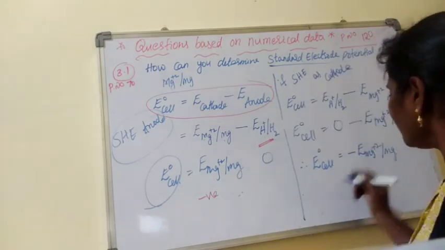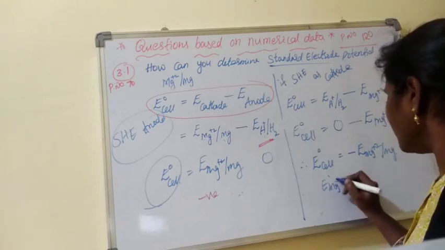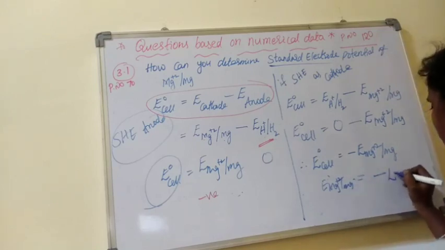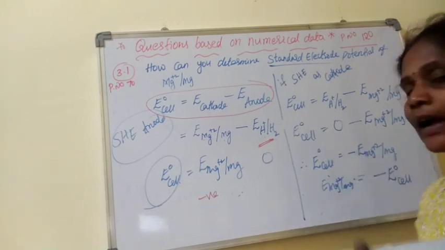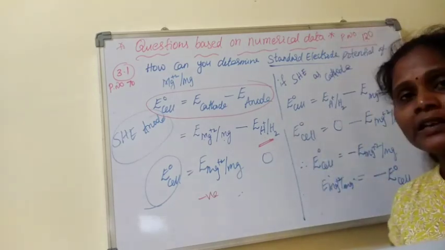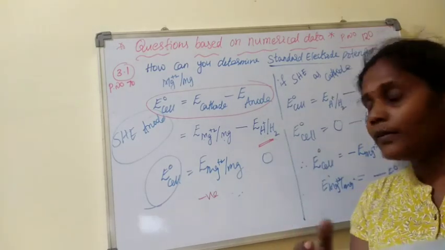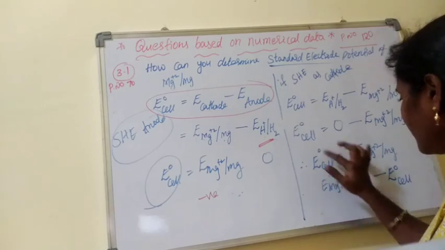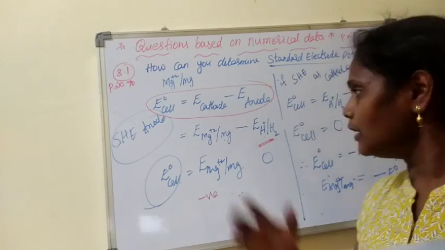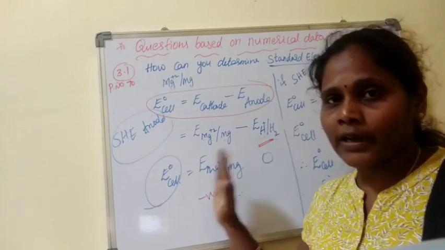Or if you want to write, you can write E0 of magnesium cell will be minus of E0 cell. So whatever value you get in the galvanometer, that minus value is what people will write as E0 cell. Whatever representation you use, just keep in mind that it is coming from the experiment. The representation is only different because I searched on Google and they have given different explanations. But fix one. This is what I want to fix.